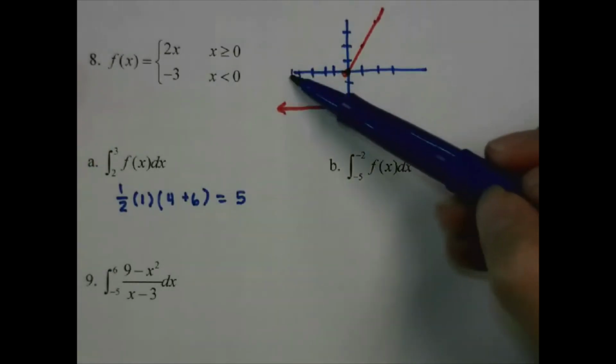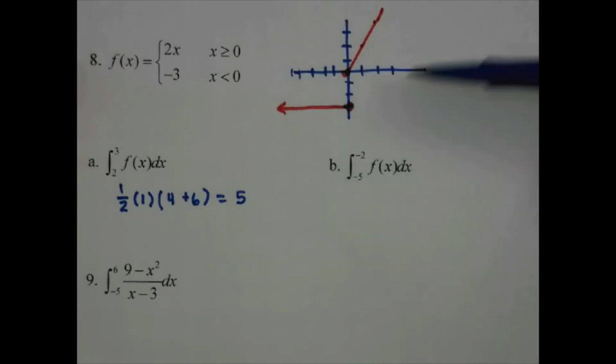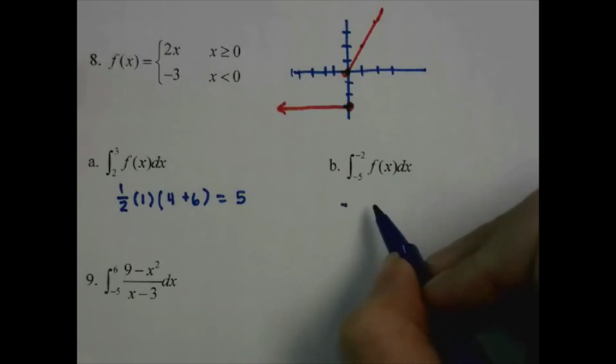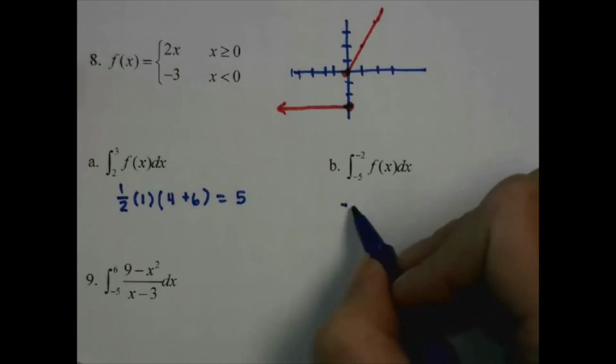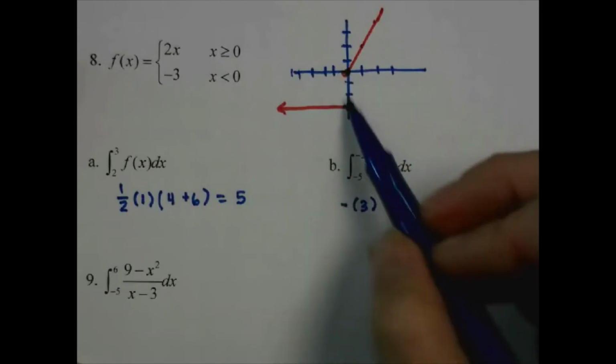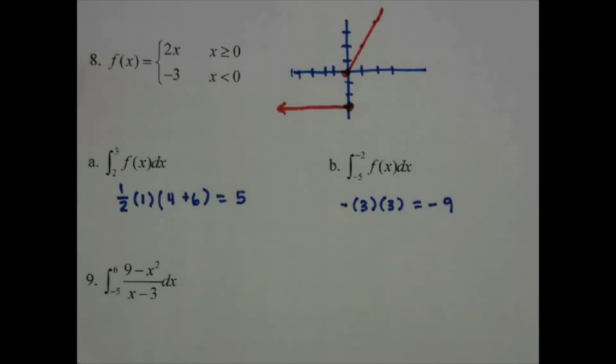From -5 to -2, that's going to be a rectangle. It's going to be negative because the area there is negative. The width of the rectangle is going to be 3 between 5 and 2, and the height is also 3. So this integral is -9.